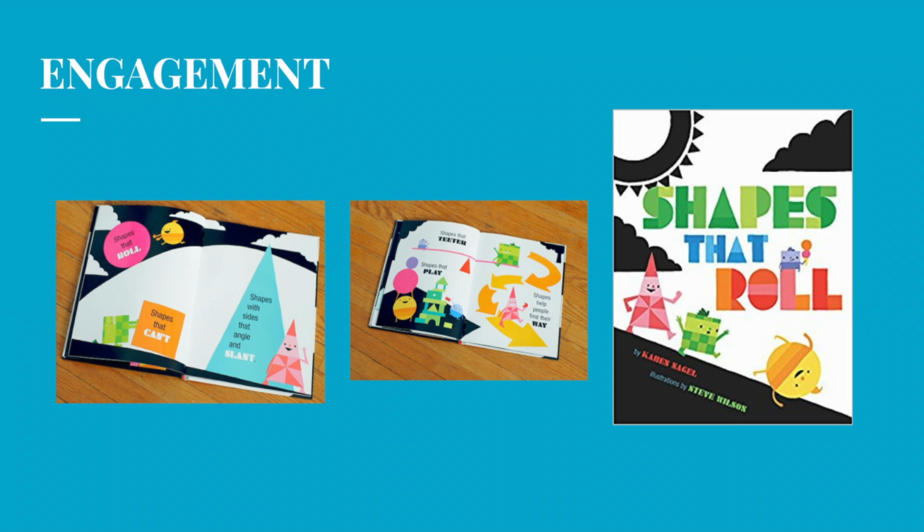For the engagement of the lesson, the teacher will begin the lesson by engaging students with a book. The teacher will read Shapes That Roll by Karen Nagel. This will deepen their knowledge of two-dimensional shapes.